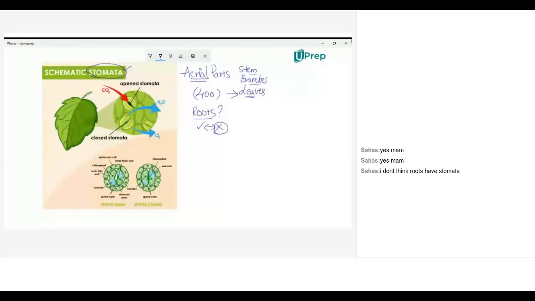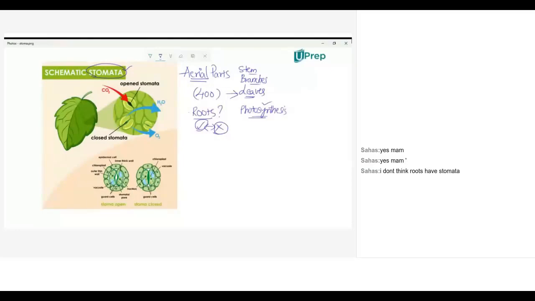Let's see the majority, two students, what they said: roots don't have. Okay. When you take the stomata function, stomata are basically for photosynthesis. Basically, we call stomata as helping in photosynthesis. Now tell, Kalithia, whether roots possess stomata or not. No, ma'am. Roots don't have stomata.